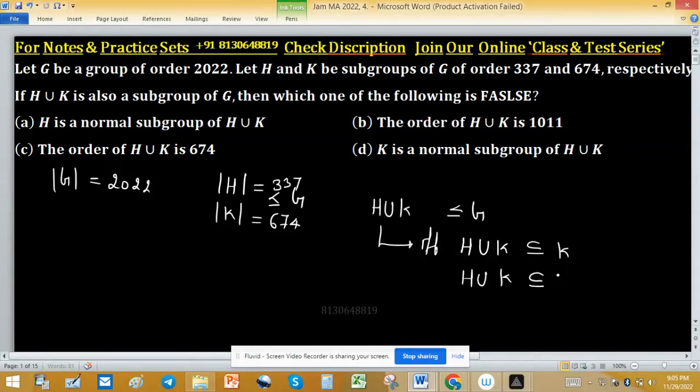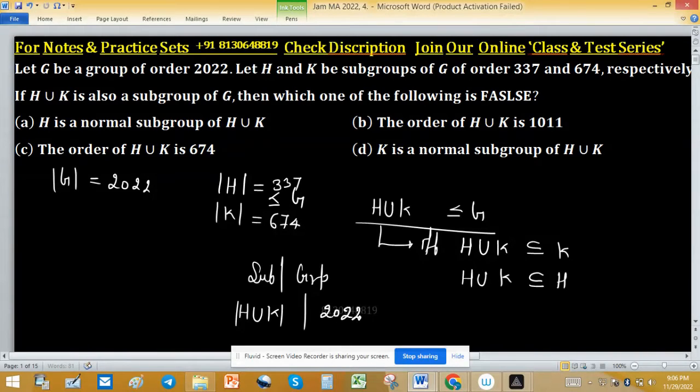As we know the orders are given, and the union is also a subgroup of G as it is given, and we know that the order of a subgroup divides the order of the group. So the order of H union K will divide the order of the group, and this is 2022.